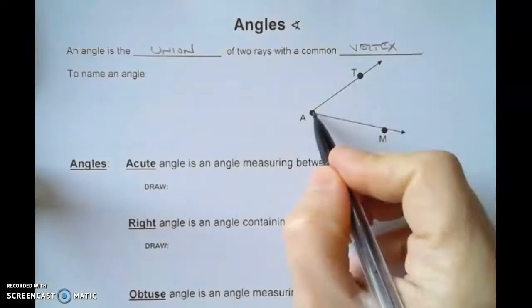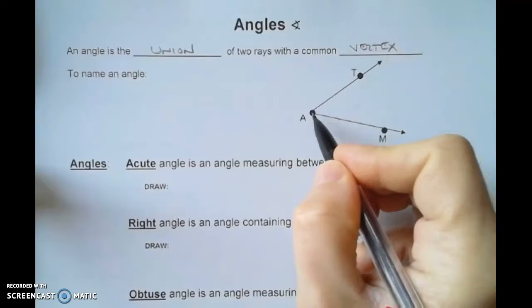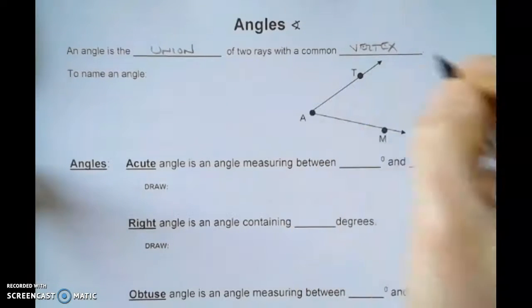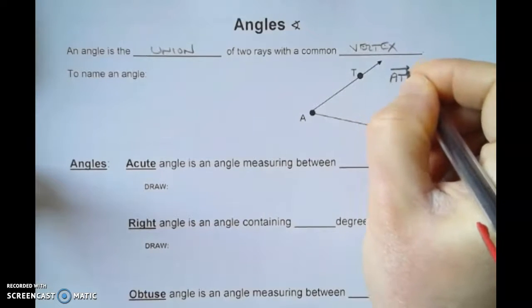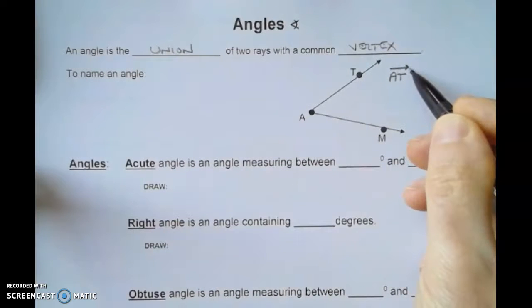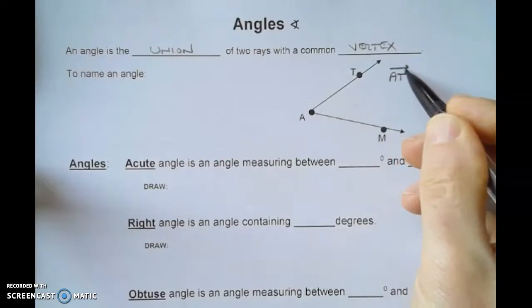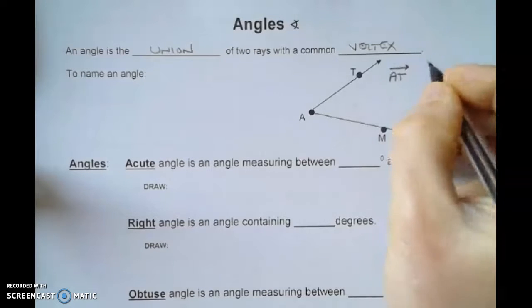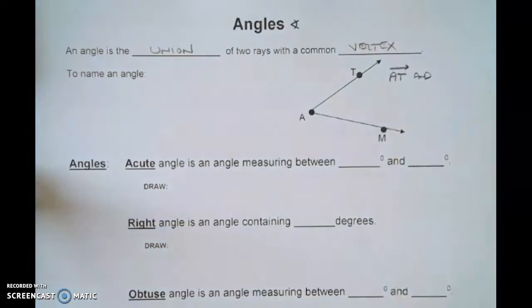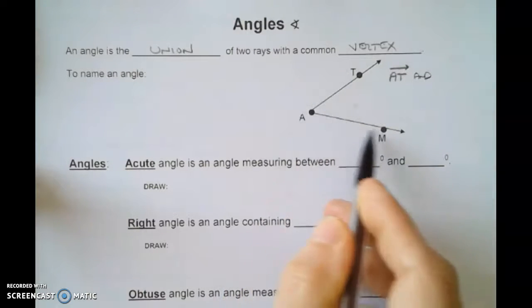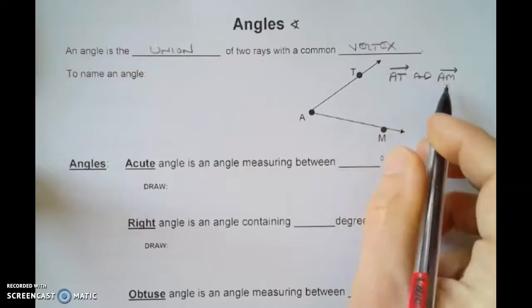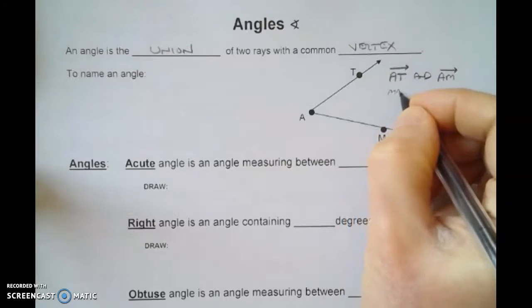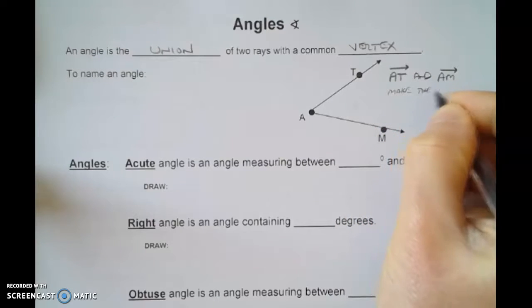One of the rays is the ray AT. It starts at A and extends through point T, so we call that ray AT, which looks like that. That arrow on top is the ray symbol, and again it starts at A and it goes through T. Ray AT, and the other ray is AM, ray AM, which looks like that. Ray AT and ray AM make the angle.